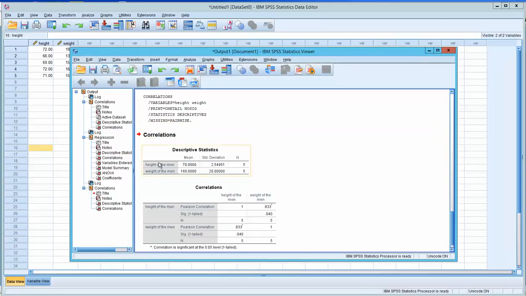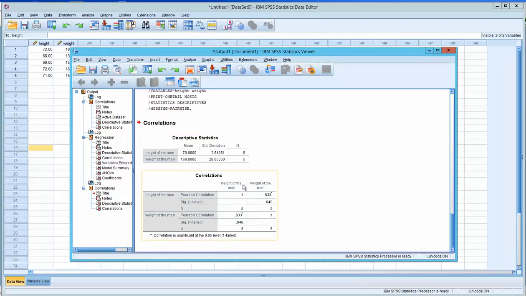As you can see here, it gives me the descriptive statistics. The mean for the height of the man was 70. The mean for the weight of the man was 160. The standard deviations are given: 2.54 for the height and 20 for the weight. The numbers that I entered were 5 values each for the height and the weight. So that is the descriptive.